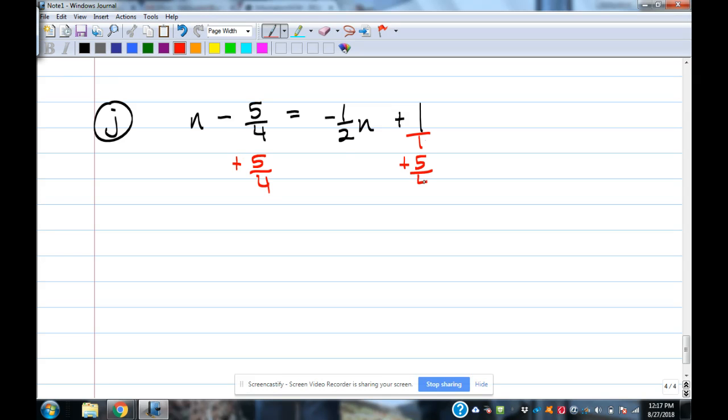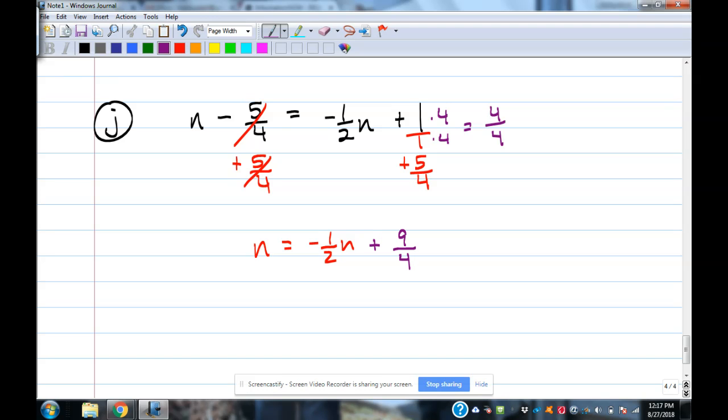And remember, when we add fractions, we got to show that work that we're getting the denominator the same. So the left side's n, got negative 1/2 n. And then what's the denominator that we should use for those two? 4. So how do we turn the 1 over 1 into something over 4? Yeah, multiply it by 4 on top and bottom. So that's 4 over 4. 4 over 4 plus 5 over 4 is 9 over 4. Good job.